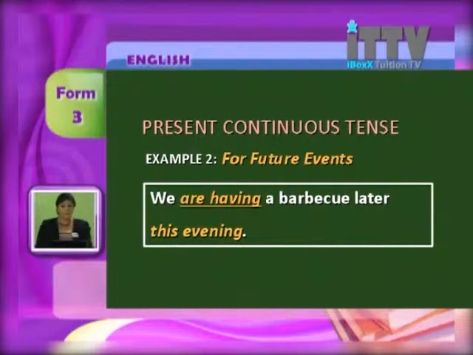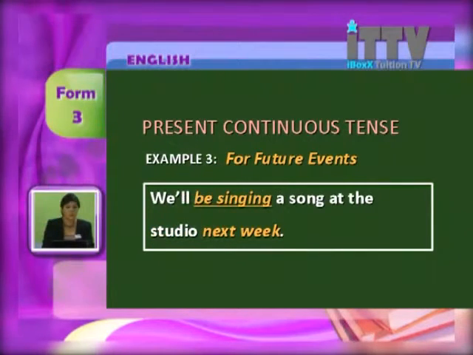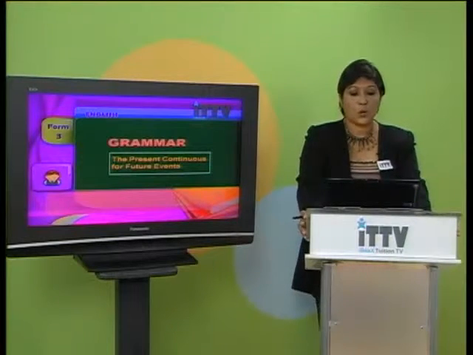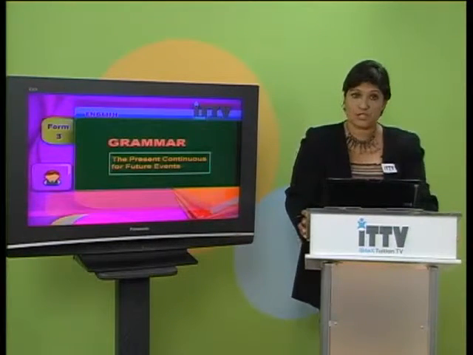We are having a barbecue later this evening. Again, this evening tells you that it is in the future. We'll be singing a song at the studio next week. As I gave you the example, next week is for a future event, right? That wraps up our session on the present continuous for future events.